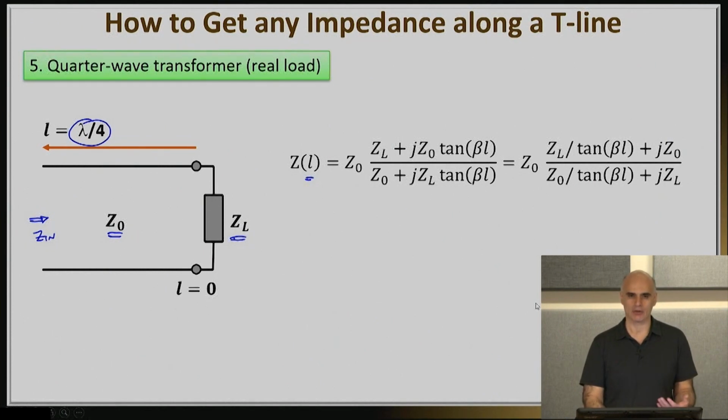It is actually equal to Z0 times (ZL plus jZ0 tangent beta L), and then the denominator is Z0 plus jZL tangent beta L. Now, when the length is equal to lambda by 4, this tangent beta L actually becomes infinity. So in order to make the calculation easier, I have taken one additional step right here, and so I have divided both the numerator and the denominator by tangent beta L.